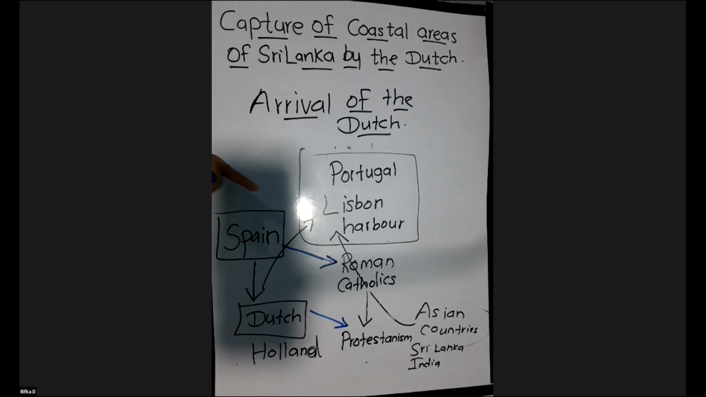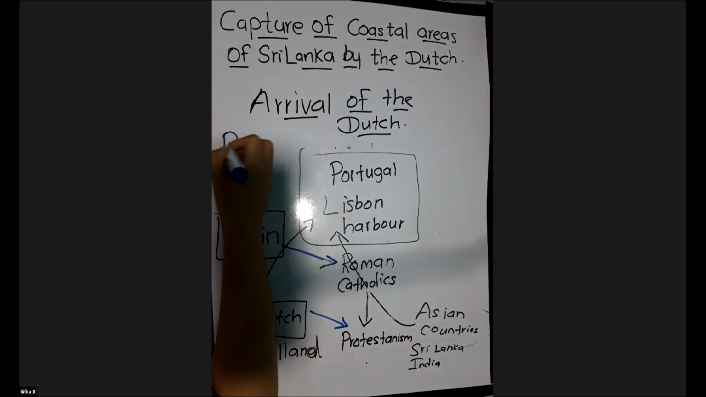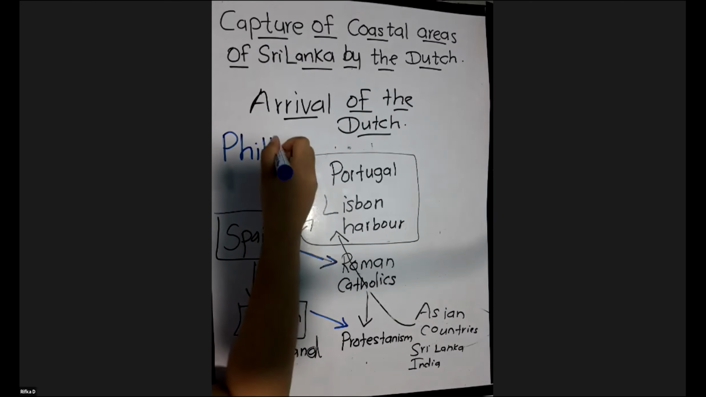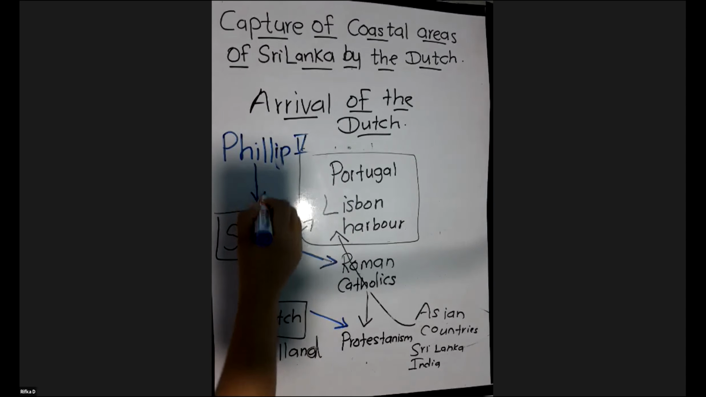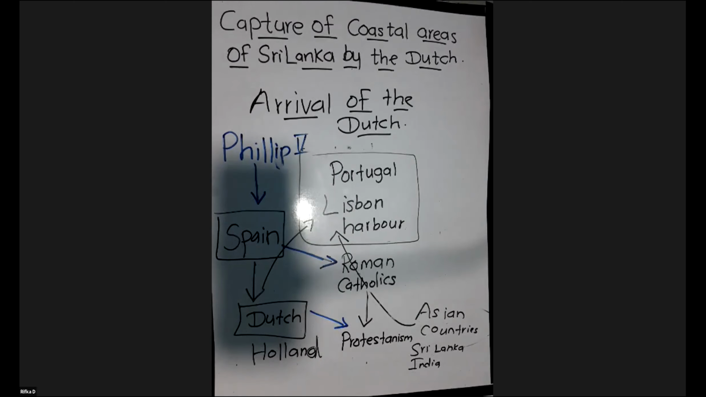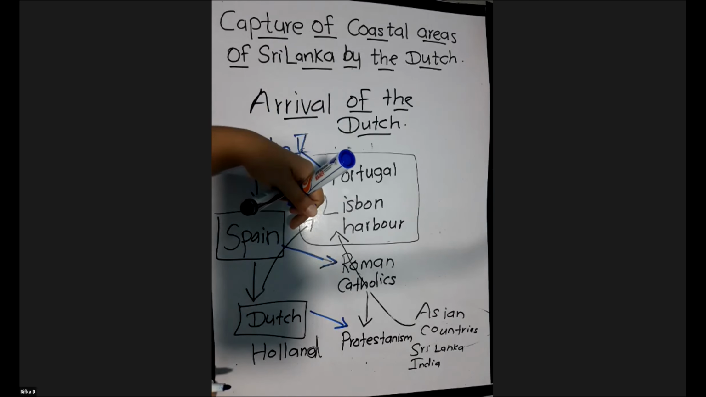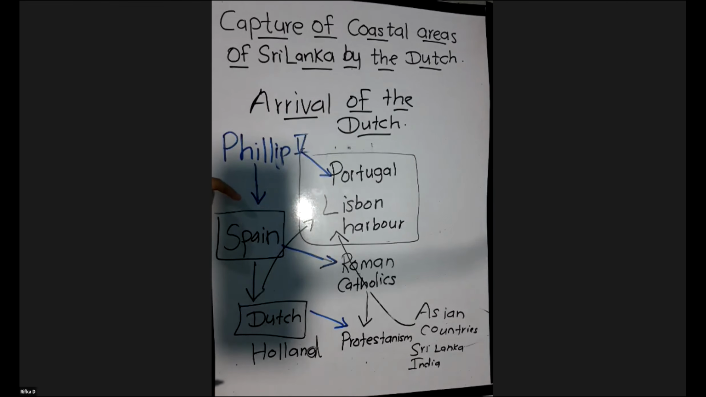Now, at the time, children, Prince Philip the Second became the king of Spain. At the same time, he inherited the kingship of Portugal also. Now, which two nations are together now? Again, Philip the Second became the king of Spain, and at the same time inherited the kingship of Portugal also. Yes, very good, Zainab, Rukaya. Then Spain and Portugal are now together.